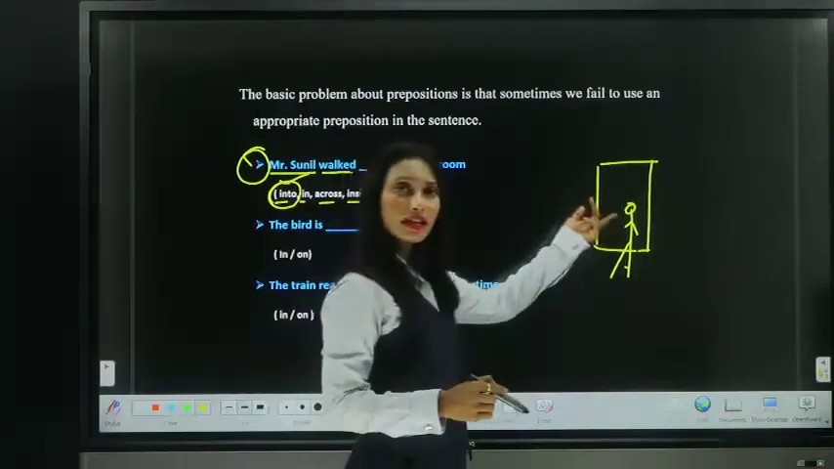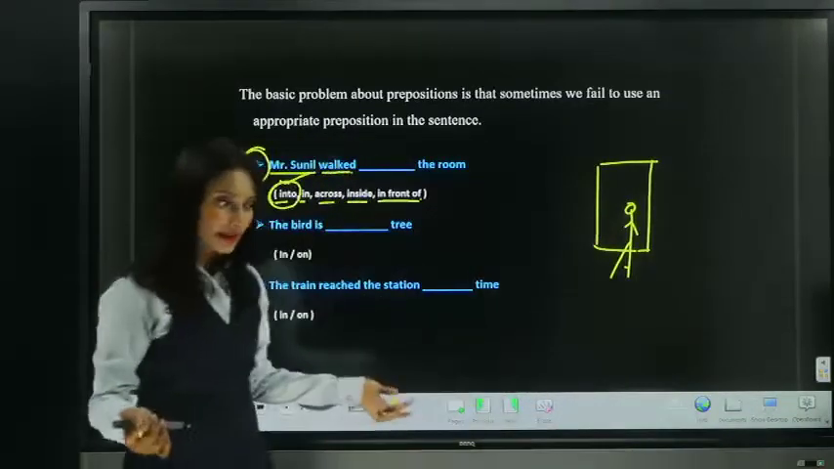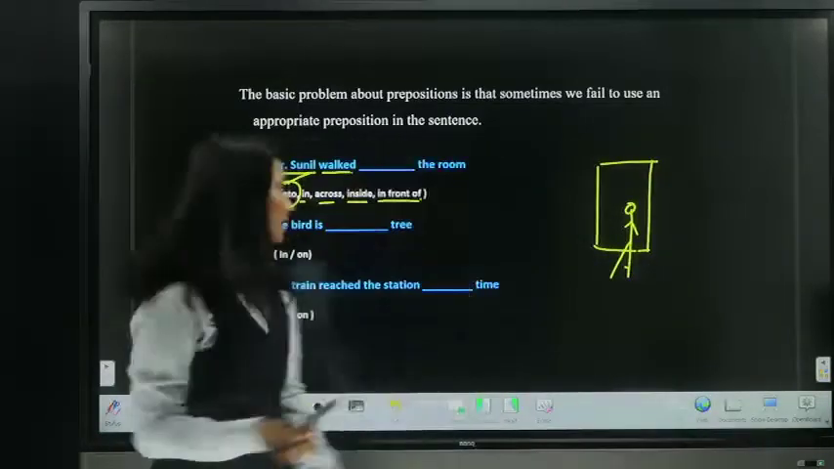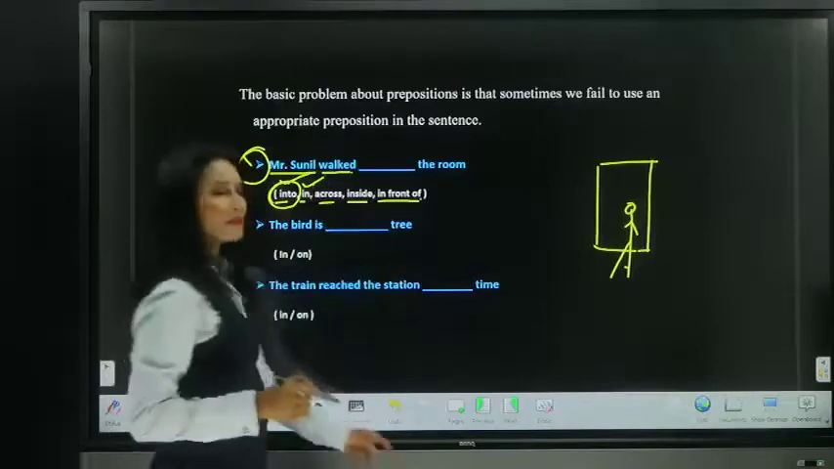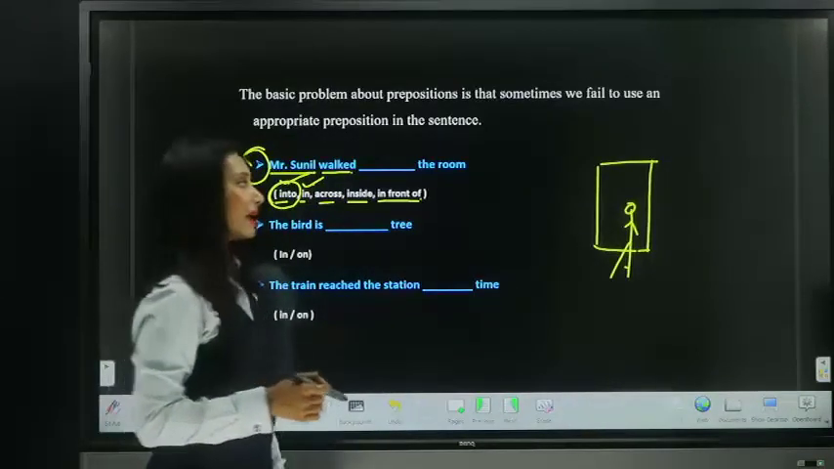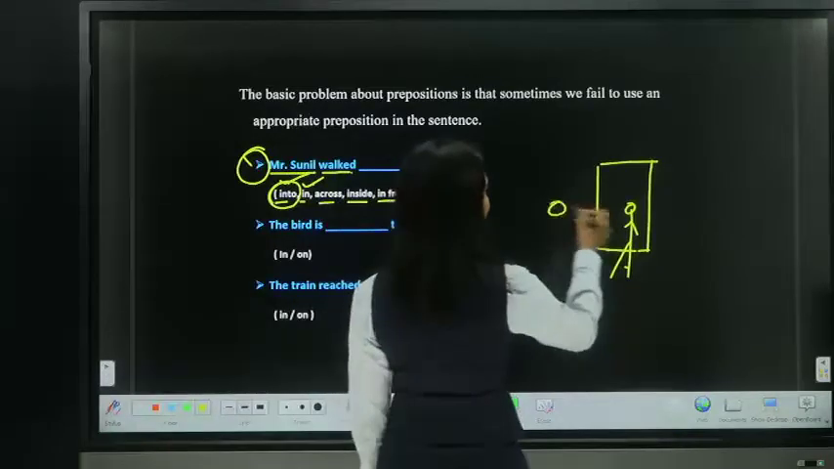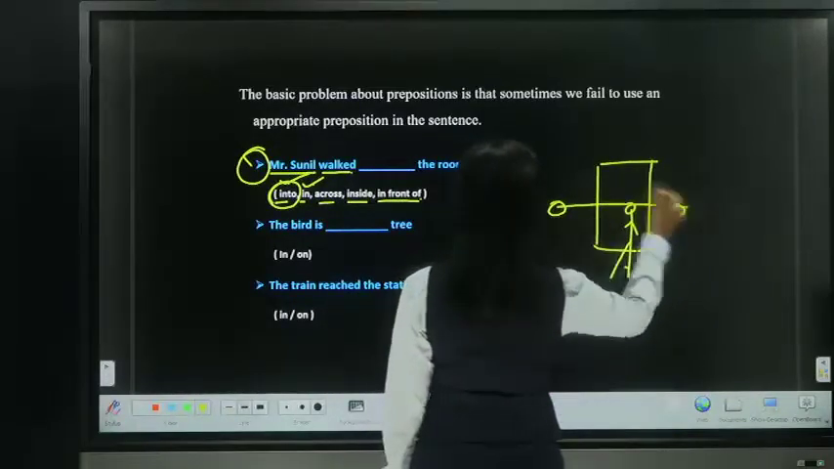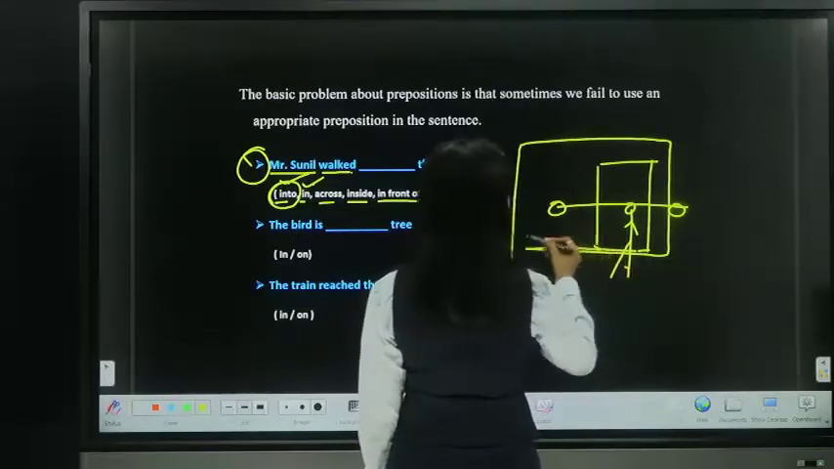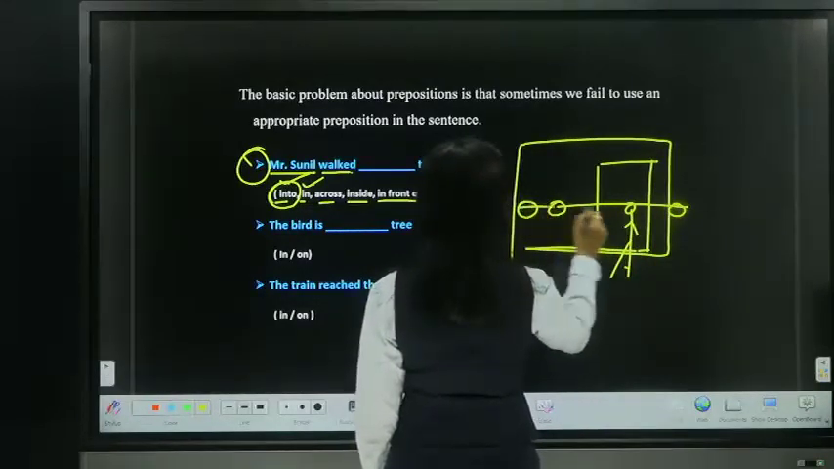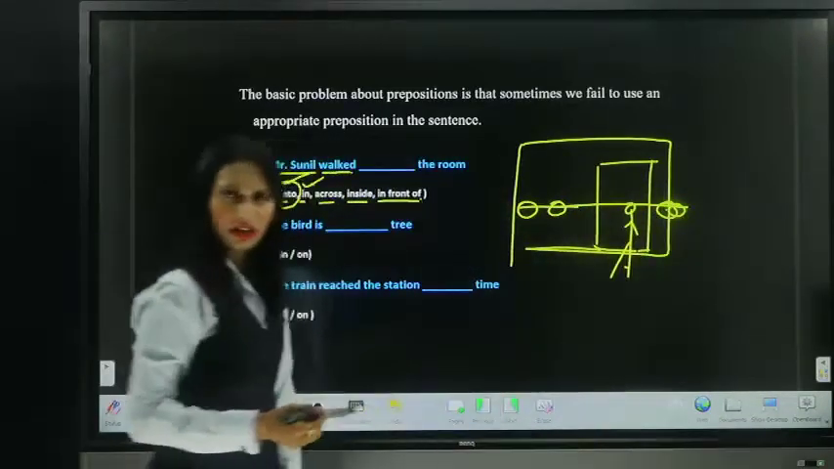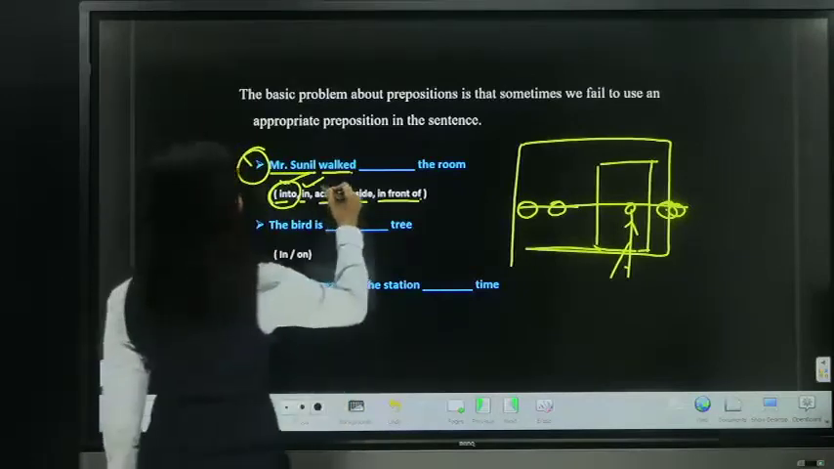Can we say Mr. Sunil walked in the room? So this is a room. Can I walk in the room? Yes or no? We can walk in the room. So that is also correct. Can we say Mr. Sunil walked across the room? What is across? Across means one end to the other end. So if you consider this as a room, walking across the room is nothing but going from one end of the room to the other end, from one side to the other side of the room. Can it be possible? Obviously, it can be.